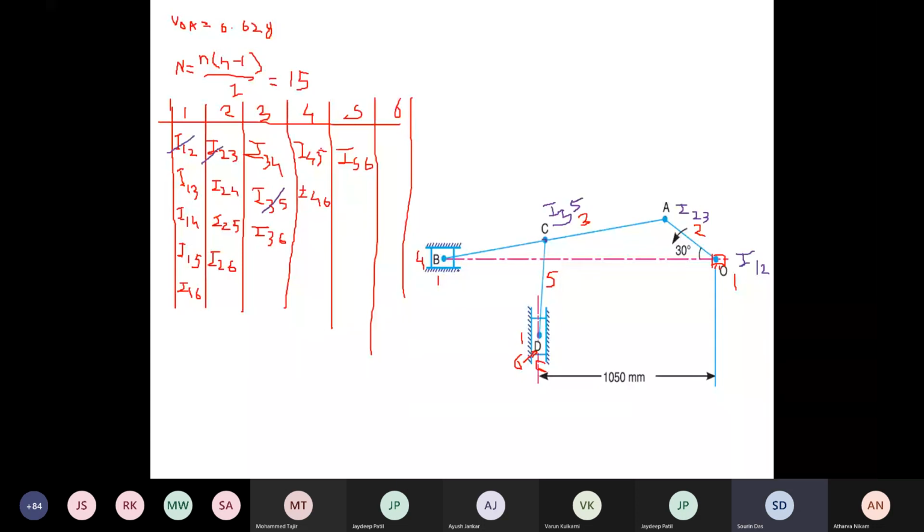Next at B, I3,4. Correct. Next, how many links are here? 3 and 4 are done, and 1 and 4. What will 1 and 4 be? It is the ICR of a slider with a vertical line, so it is at infinity. Correct, infinity. So we got I1,4.